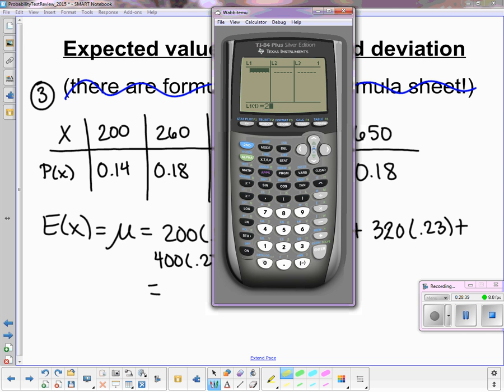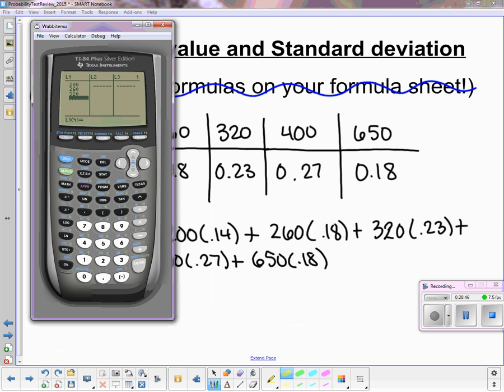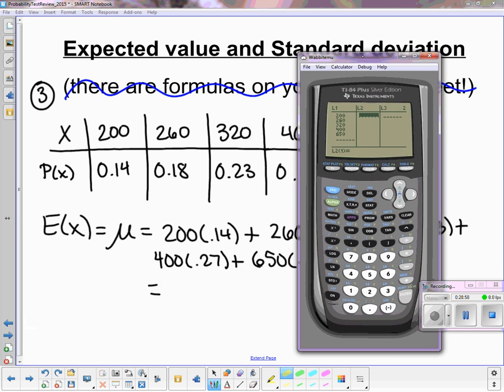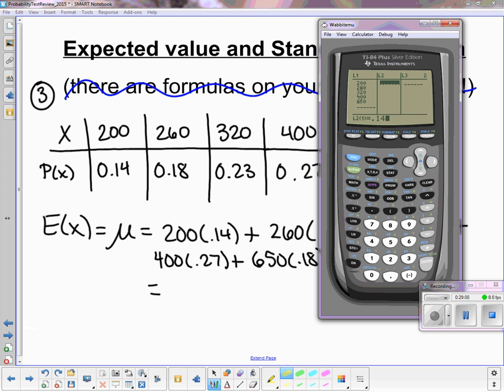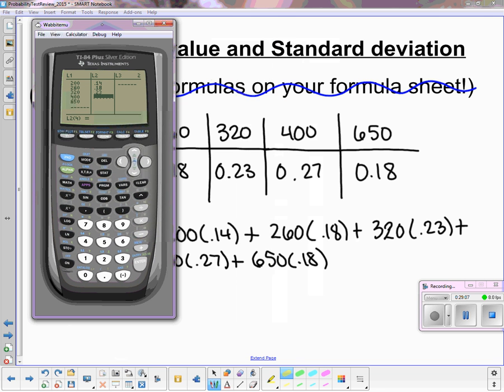So we have 200, 260, 320, 400. Oops, not 40. 400 and 650. And then in list 2, I'm going to put the probabilities of each of those occurring. So let me do that. So I can see each of them. All right. And then tell me where I went.